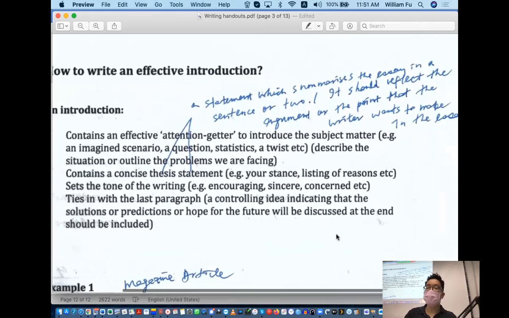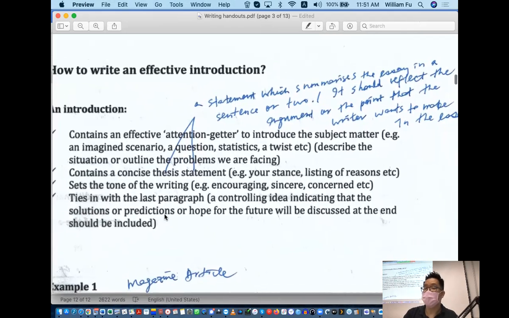Number three, you need to set the tone. I really like this projector. This projector is really clear. A bit more expensive. And then set the tone of the writing.